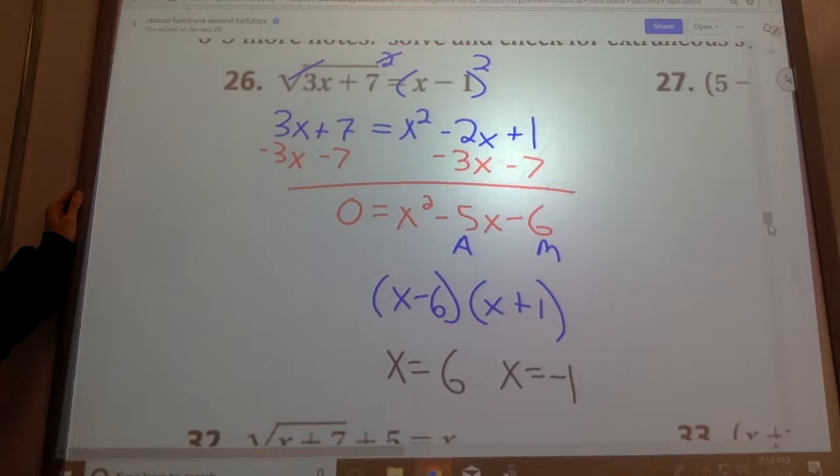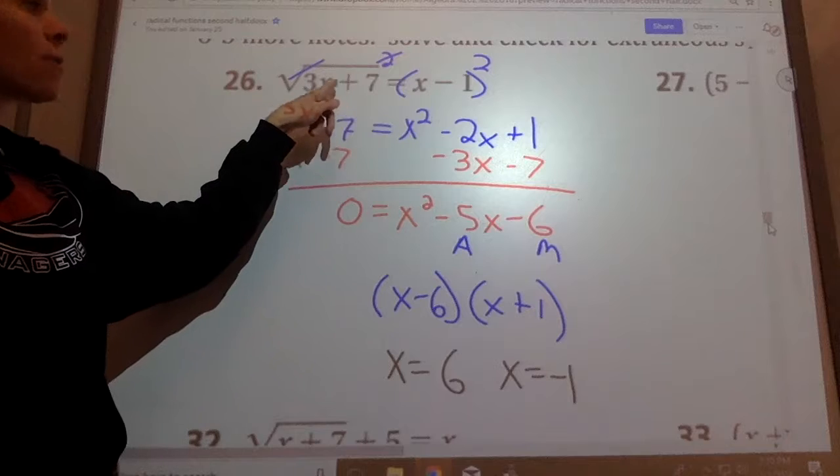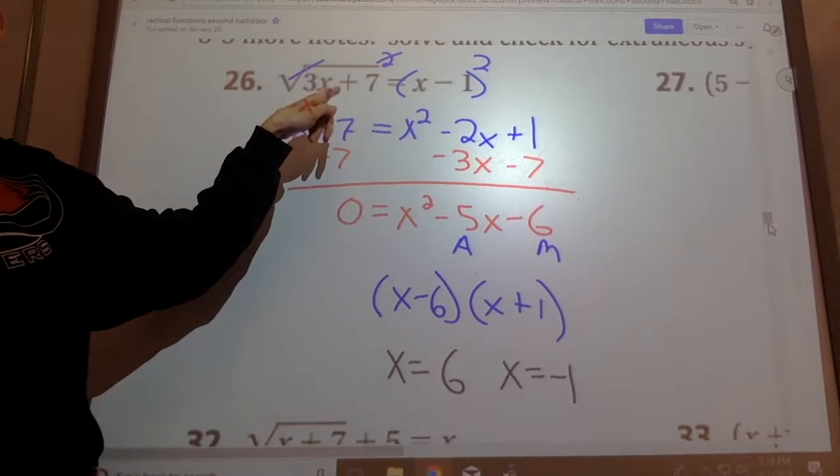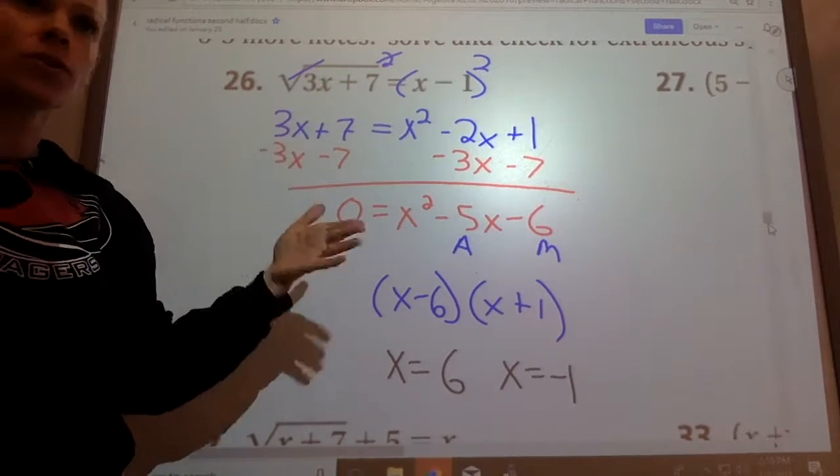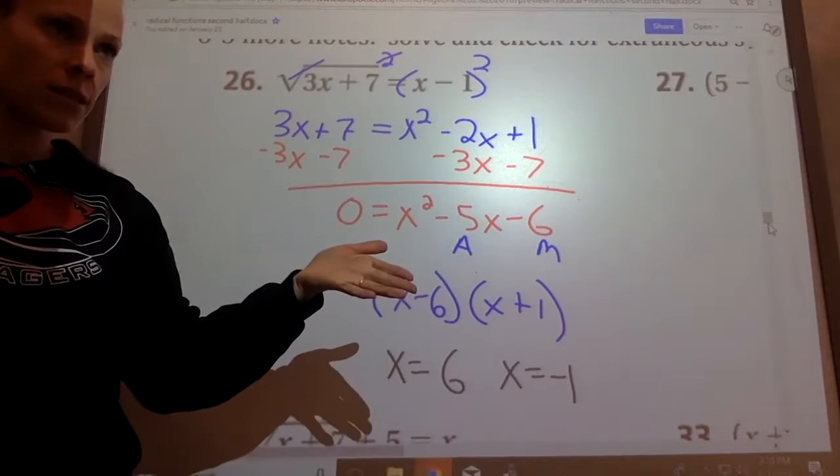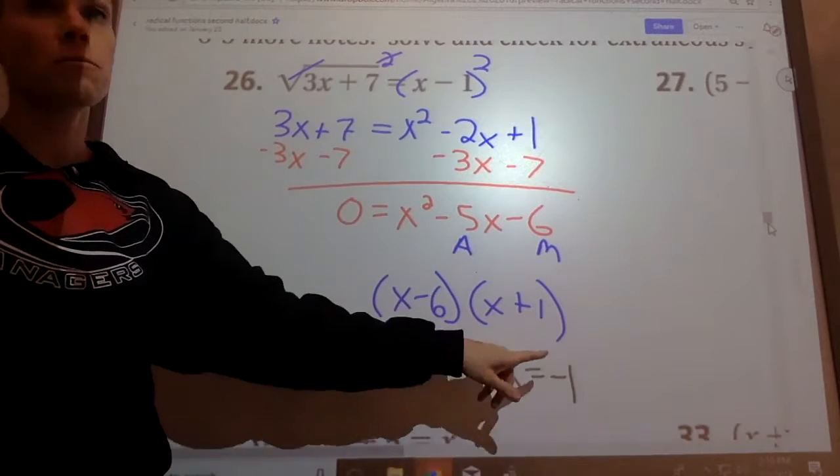When you have a quadratic and you're solving these, because we don't consider the plus or minus when we do radicals, we just consider the square root of 36 is 6. We don't say plus or minus 6. We have to test both answers.